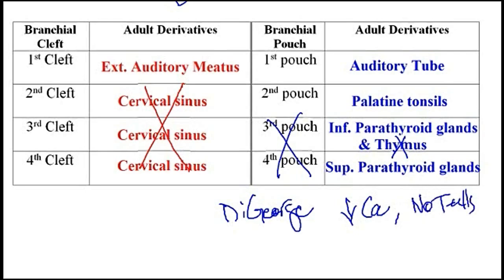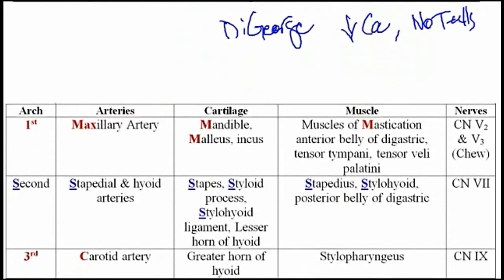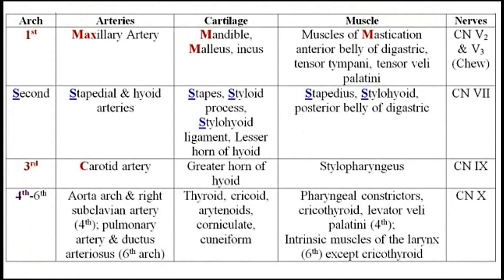Alright, now the next structure I would like to talk about are the branchial arches, and if you use the memory aid that I've provided here, it simplifies things. So the first one is maximum 1, so 1 goes for the first arch, and then max goes for max. It's just easy. So first branchial arch gives rise to the maxillary artery, mandible, malleus, and incus.